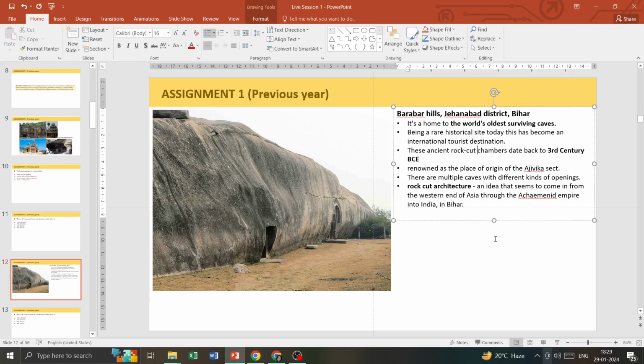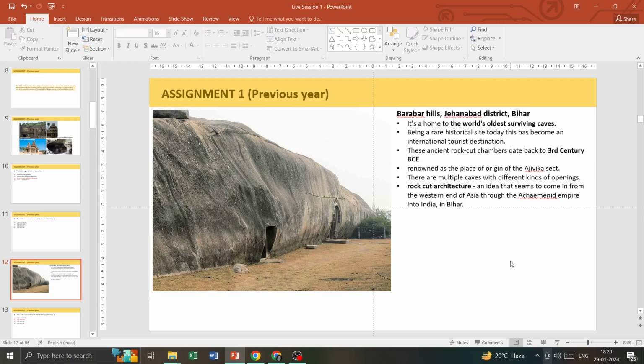They were not necessarily Buddhist. They date back to the 3rd century BCE. 3rd century BCE means 300 years before the 0 scale. It is renowned as the place of origin of the Ajivika sect. The Ajivika sect were people who were living outside of society, or you can say sometimes they were some kind of munis, if you understand that term.